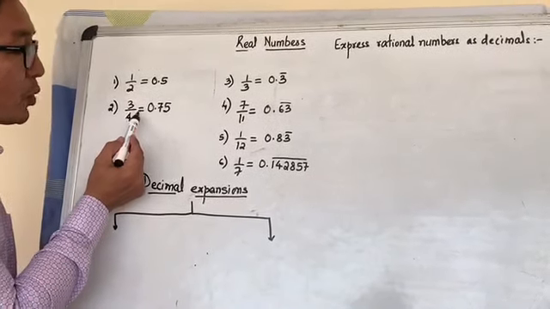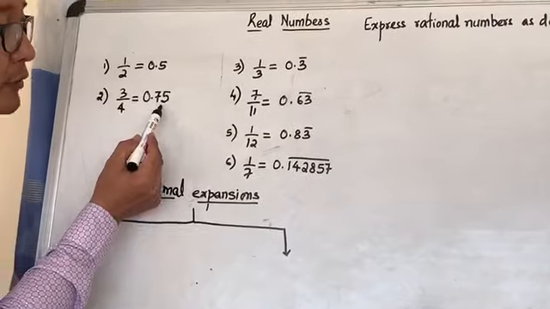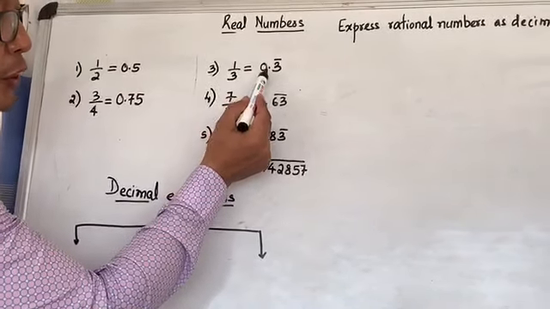Even 3 by 4 can be written as 0.75. 1 upon 3 can be written as 0.3 bar.